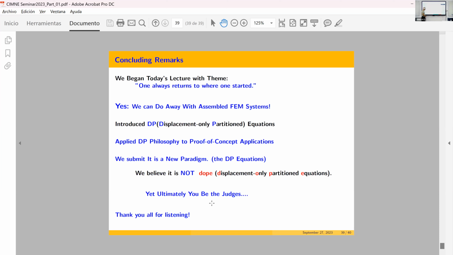And you know, dope is a drug. You know that? So if you use displacement only to partition the equation, this becomes dope. Okay? But the TP equation is not dope.